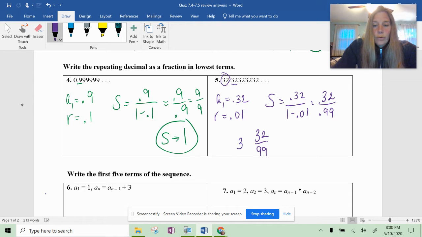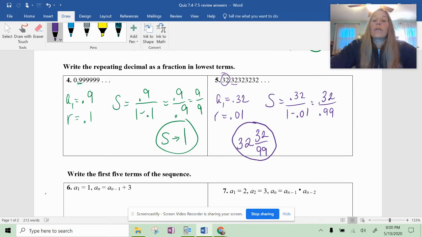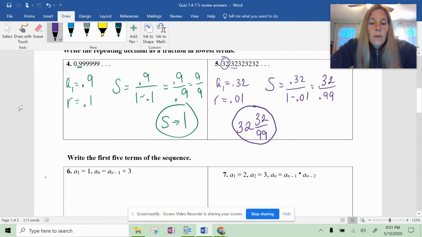And of course, we have to put that number that was out front of the decimal there. So that would be our answer, 32 and 32/99. And I do not believe 32 over 99 reduces any further. If it did, you would want to simplify it.